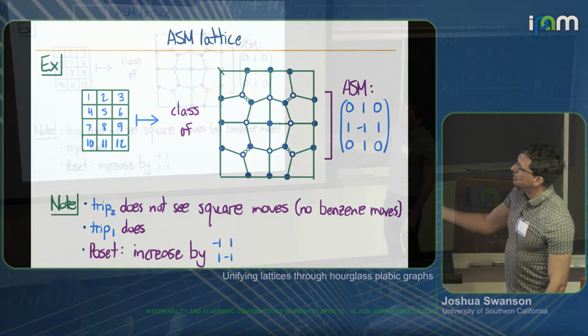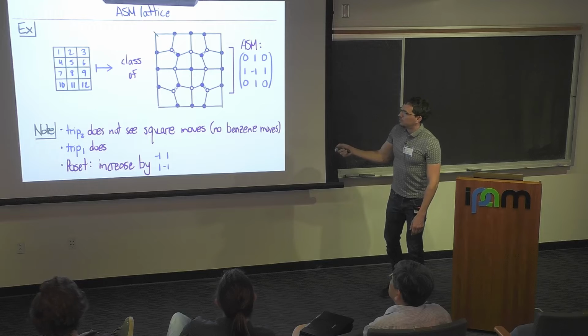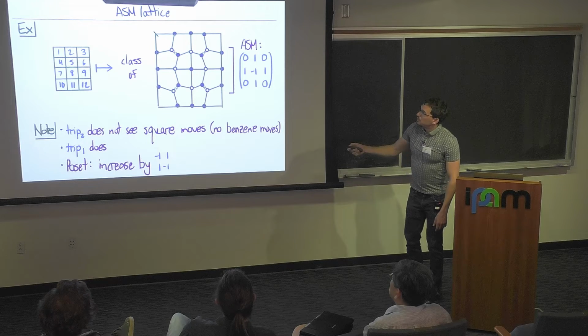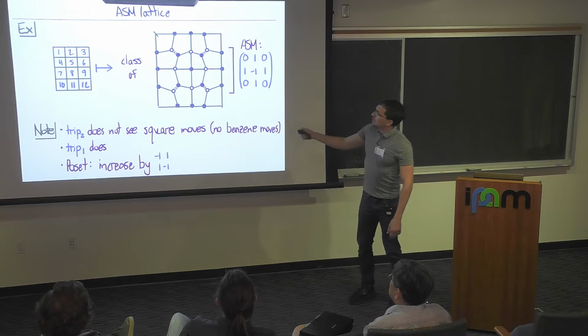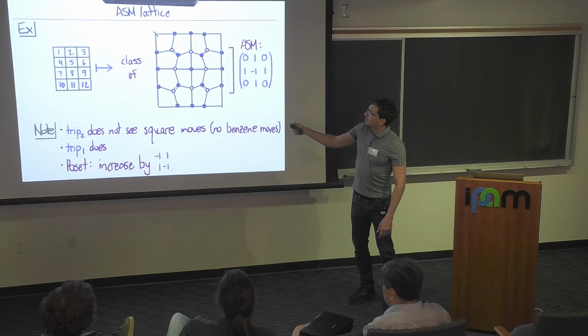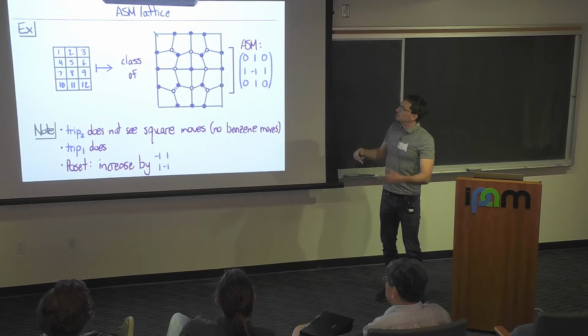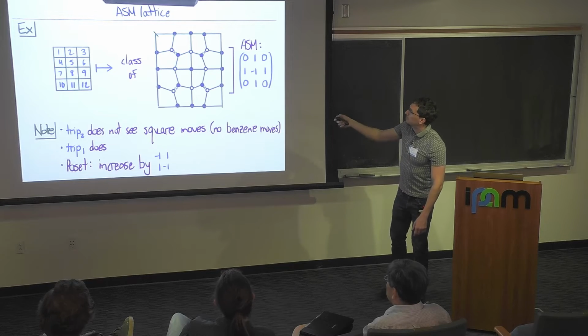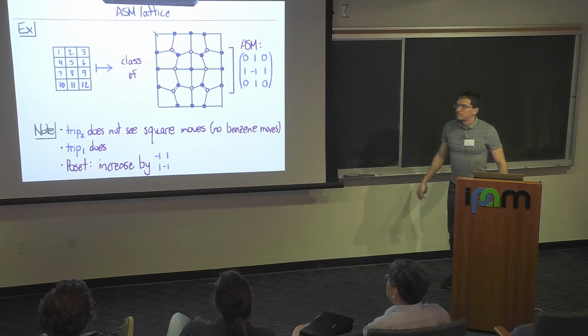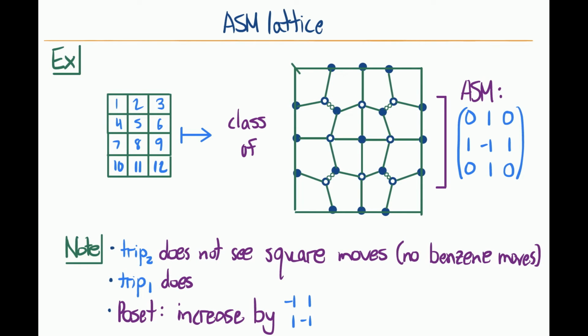Here I've drawn it rather than in a circle. I've squared off the boundary. It doesn't matter. You can interpret this thing as an ASM by squishing together what we call transmitting vertices into zeros. White vertices, white sinks or sources become ones, black become negative ones. Turns out it's a bijection. Interestingly, here trip 2 doesn't see any difference about square moves. It doesn't get rerouted around the face, but trip 1 does get rerouted. So it's the opposite of what's happening.